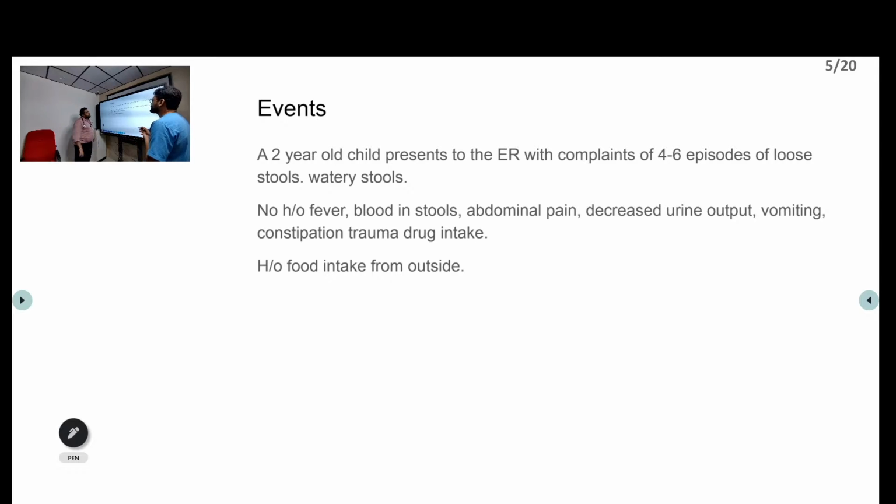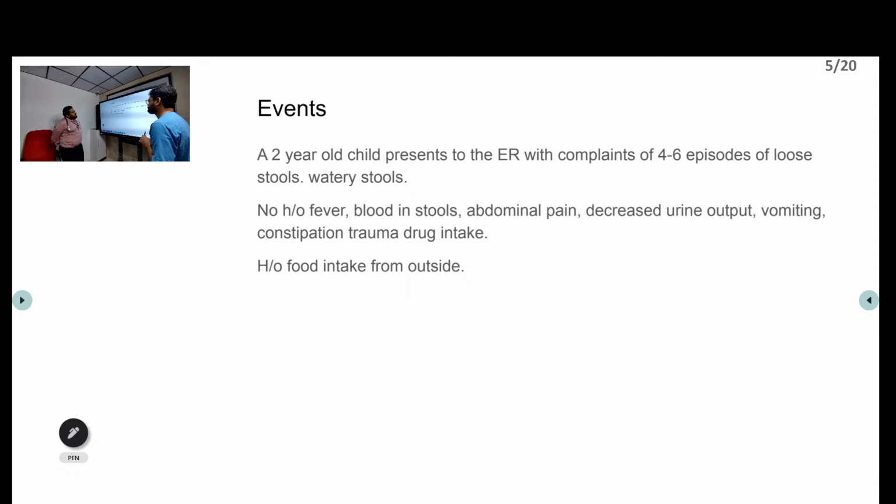Then coming to events, a 2-year-old child presents to the ER with complaints of 4 to 6 episodes of loose stools, watery in nature. There was no history of any fever, blood in stools, abdominal pain, decreased urine output, vomiting, constipation, trauma, or any drug intake. There was a history of food intake from outside.